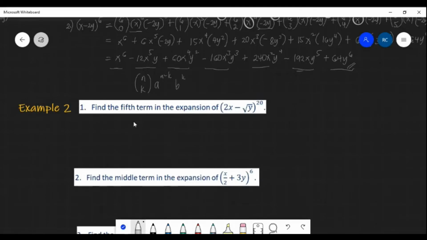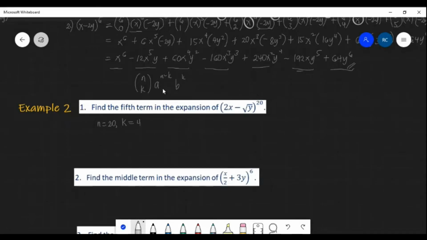Okay. Yung n natin dito would be 20. Kung ano exponent, yun po yung n. Okay. Ito na yung kailangan natin. Kung ang hinahanap ay fifth term, ano po yung ating k? 4. 4 is correct. Laging minus 1 ha. Laging minus 1 po yung k. Okay. So, meron na tayong n.